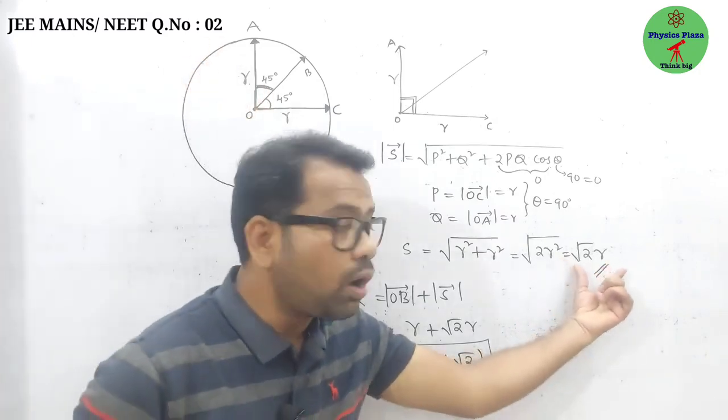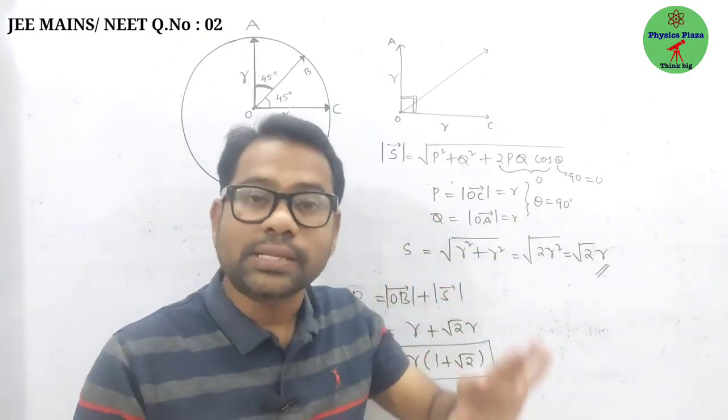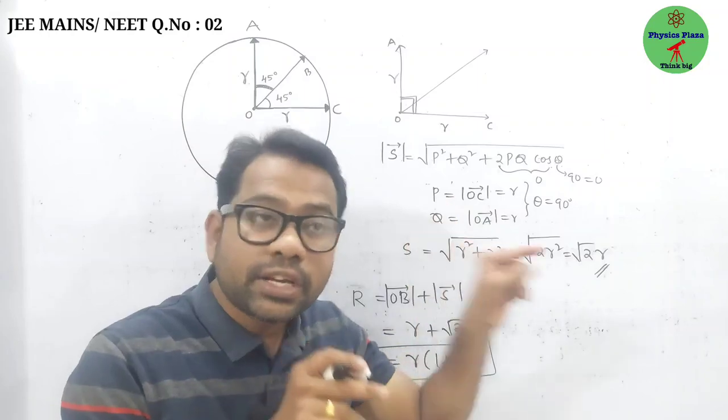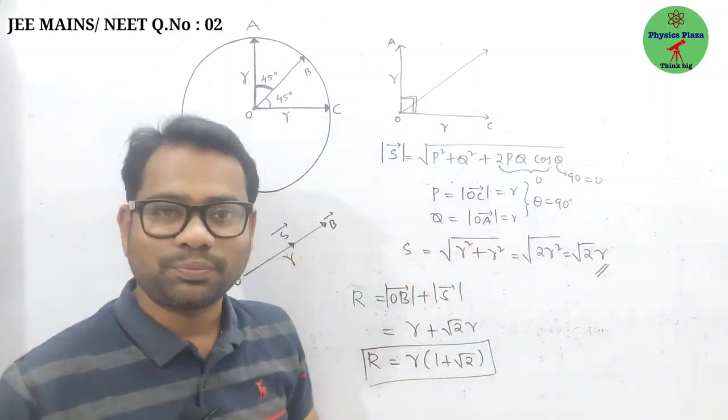Children, this was the resultant of OA and OC only. First we calculated the resultant of OA and OC, and as this resultant is in the direction of OB, both are added. So we got the answer. Okay, children.